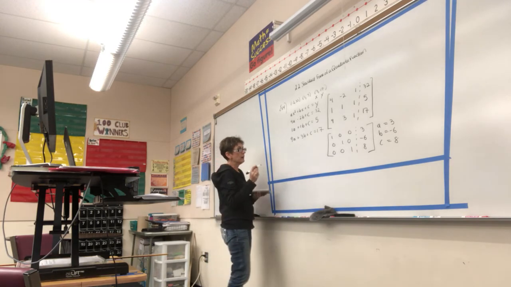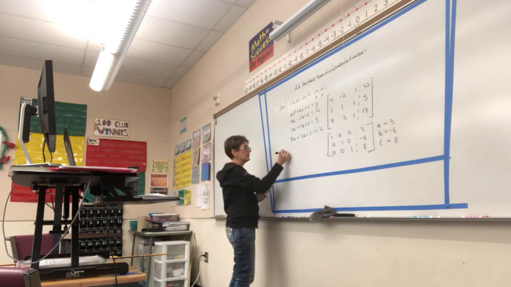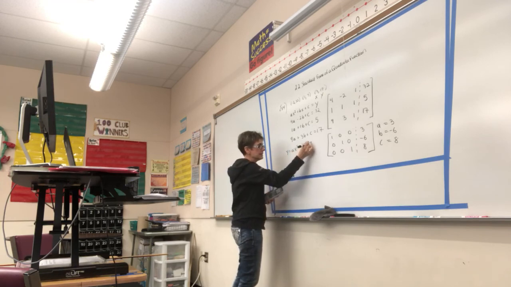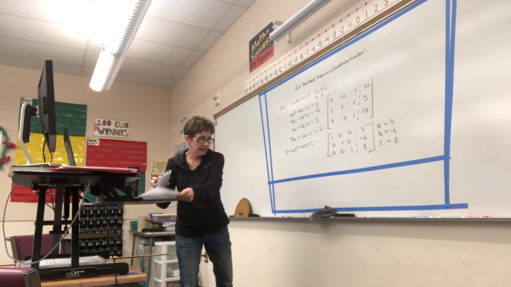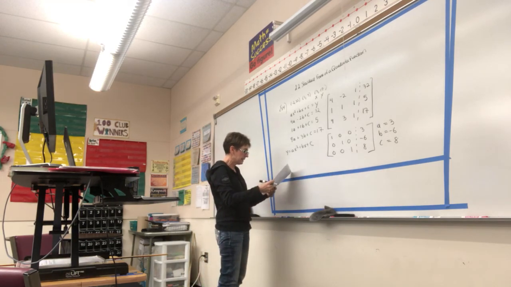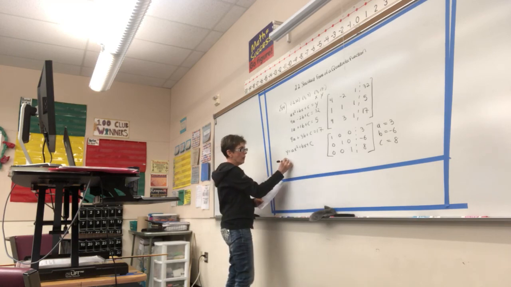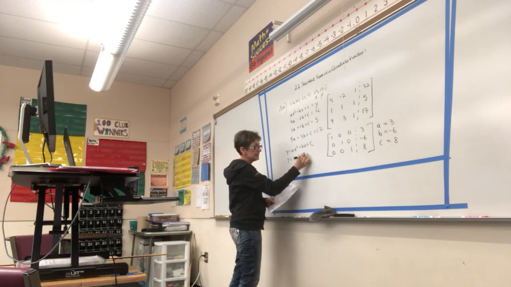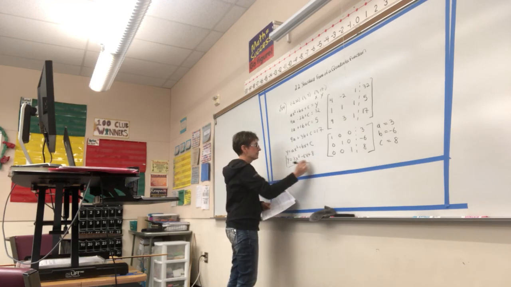So if my standard form is y equals ax squared plus bx plus c, and my a is 3, my b is -6, and my c is 8, the answer would simply be y equals 3x squared minus 6x plus 8.